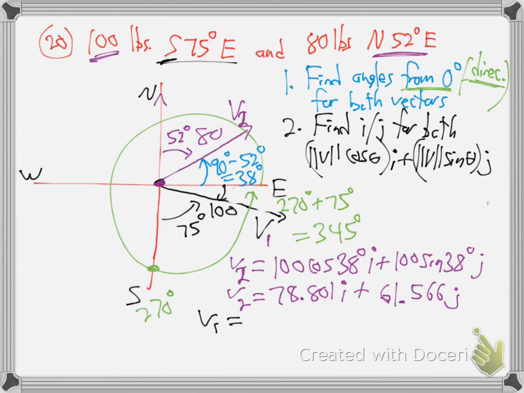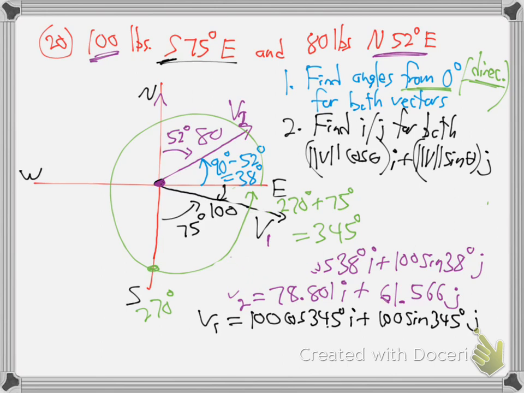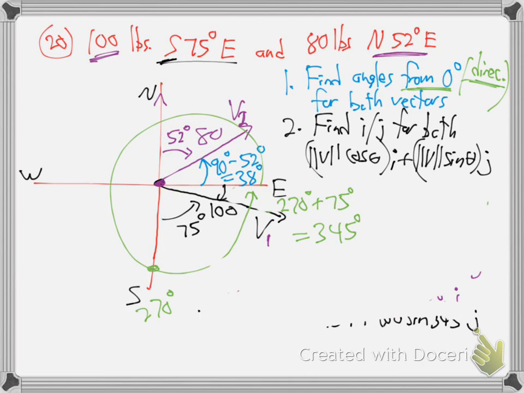Let's go back now and find vector 1. Vector 1 is 100, that's his magnitude, cosine of what angle? 345, i plus 100 sine 345 degrees j. Why would it be 100? Isn't it only 80? Yeah, on the first one, it's supposed to be 80 cosine 38, 80 cosine. Oh, I totally messed it up. Oh my goodness. Look at that time. I'm messing it all up. Sorry, guys.